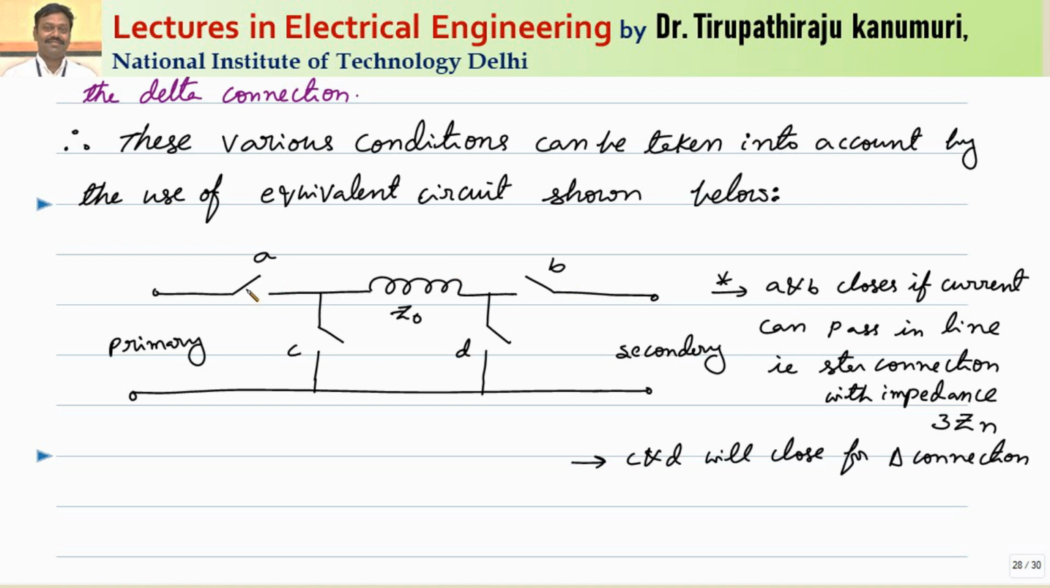So for the case of solid grounding, let us take for example primary side is star connected. So this switch will be closed, and what will be the impedance of this switch? The impedance of this switch I can represent as 3 times of the neutral impedance. So this is the primary side. Similar is the case secondary side. If it is star connected, this switch will close with an impedance equal to 3 times of the neutral impedance Zn.